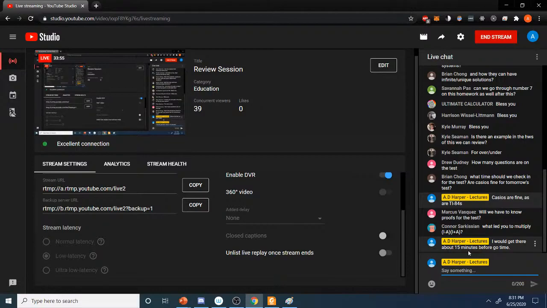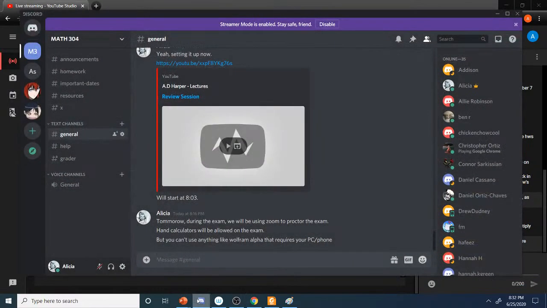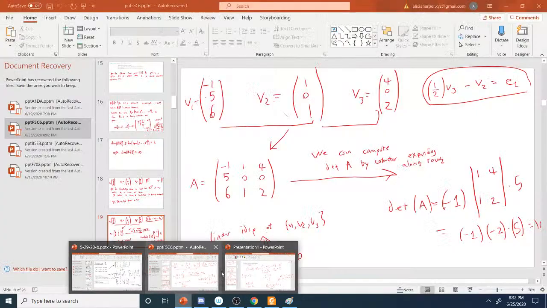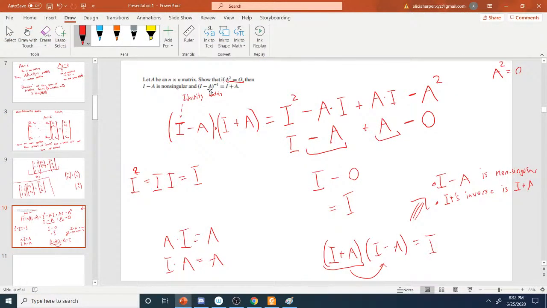Connor asks, what led me to multiply I minus A with I plus A? Well, let's look at the problem. The problem itself is telling us that we need to check that I minus A's inverse is I plus A. So to check if one matrix is inverse to another, the natural thing to do is multiply them and see if you get the identity matrix.